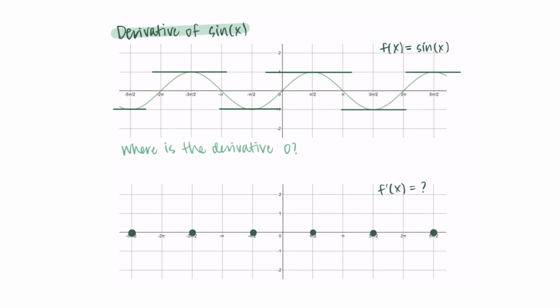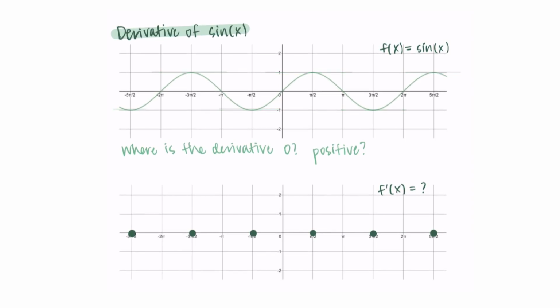Next we can ask, where is the derivative positive? This is where the slope of sine is positive. On our portion of the graph here, the slope is positive from negative pi over 2 to pi over 2, from 3 pi over 2 to 5 pi over 2, and from negative 5 pi over 2 to negative 3 pi over 2. So on our graph of the derivative, the derivative will be above the x-axis here, because the outputs need to be positive in order to correspond with an increasing function. If the function's increasing, the derivative is positive, so the outputs on the derivative graph have to be positive.